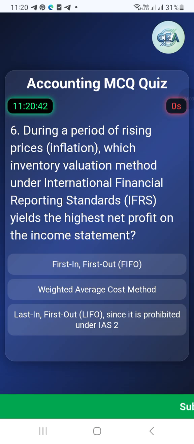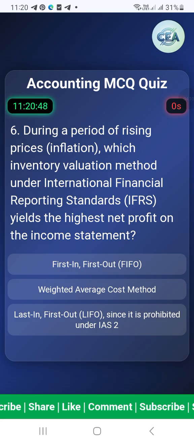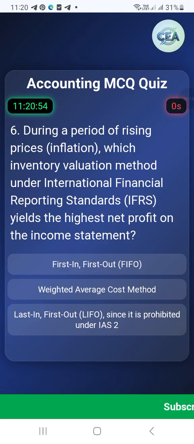6. During a period of rising prices inflation, which inventory valuation method under International Financial Reporting Standards (IFRS) yields the highest net profit on the income statement?